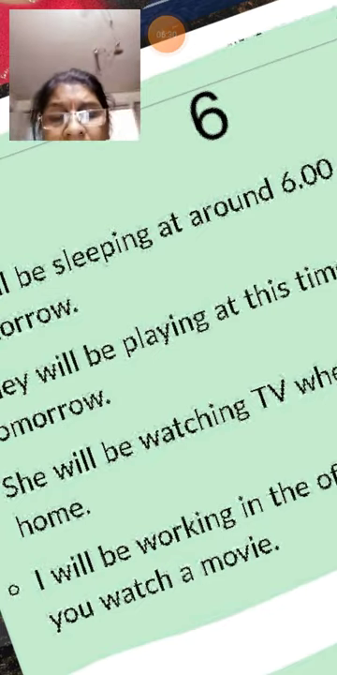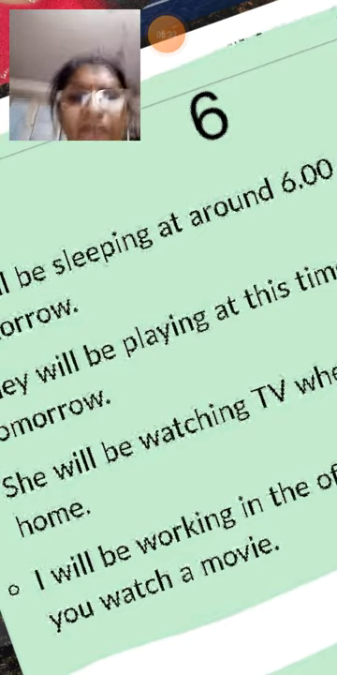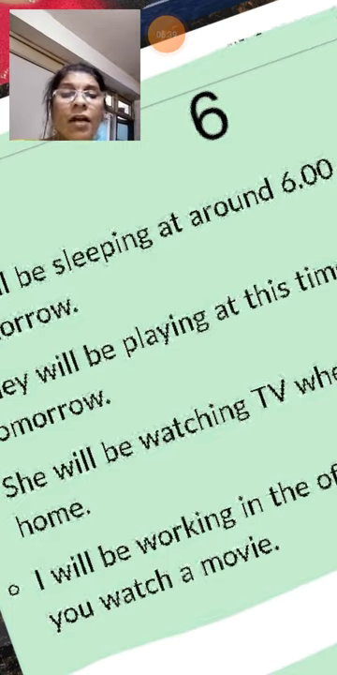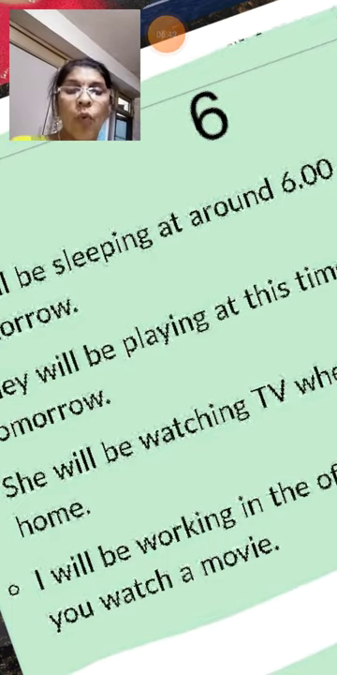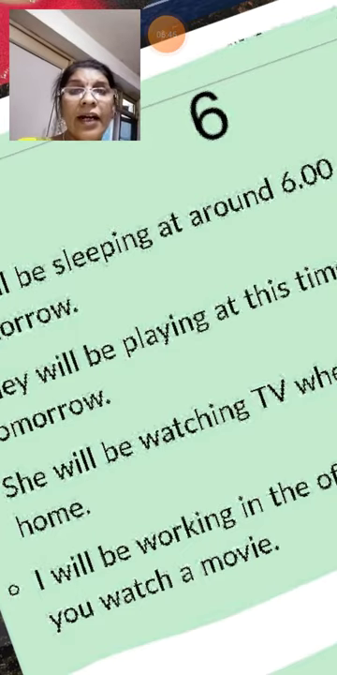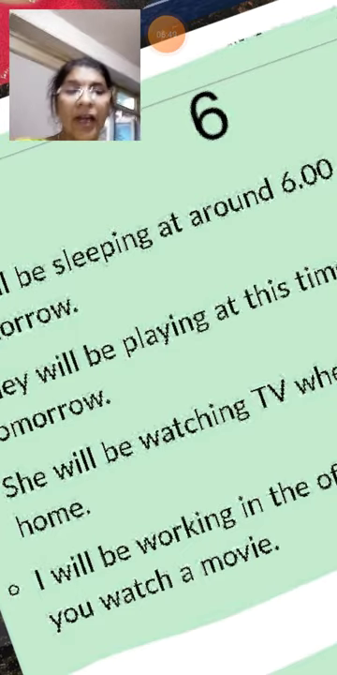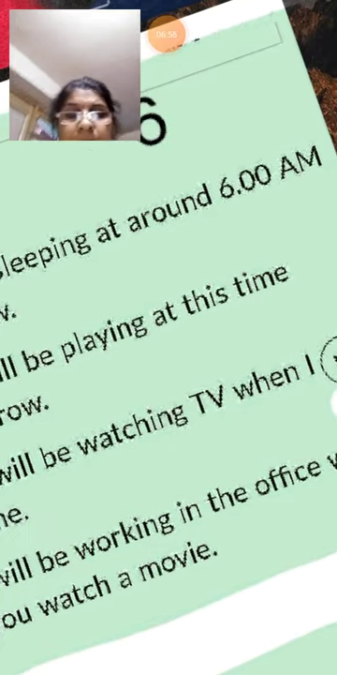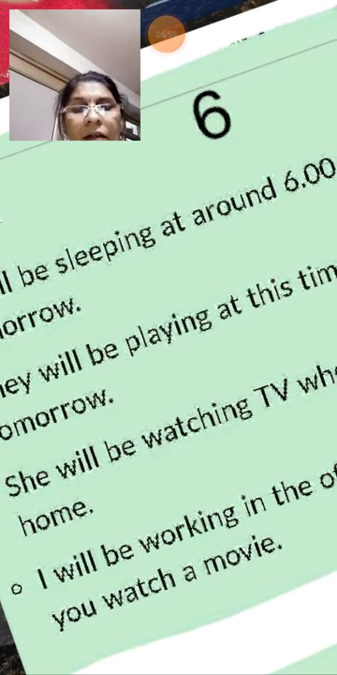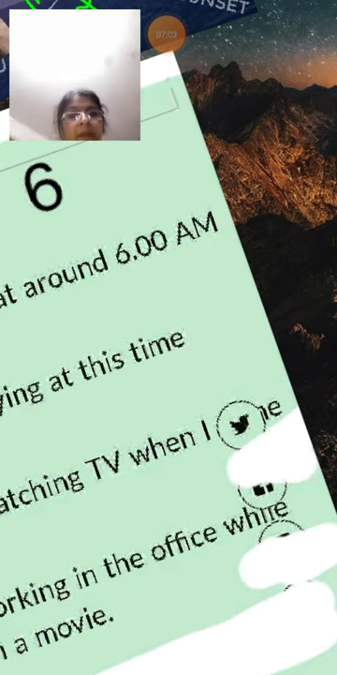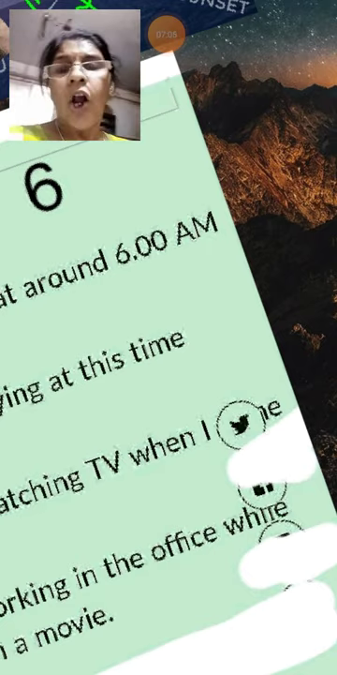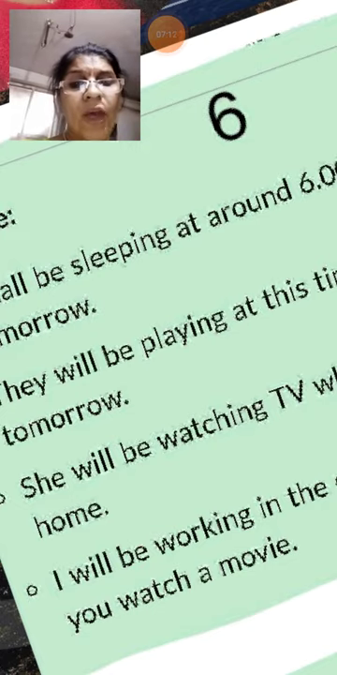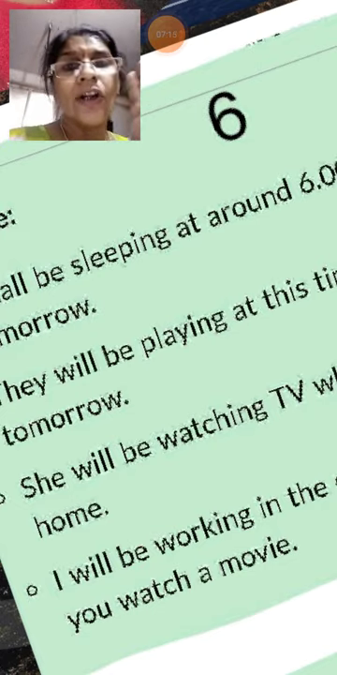Okay, there is another example. I will be working. I is the subject, will be, working: work plus ing, working, in the office, while you watch a movie. That is the object, and the subject is I. I will be working. This is the future continuous tense.